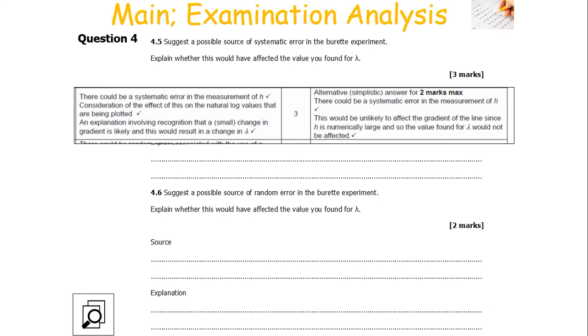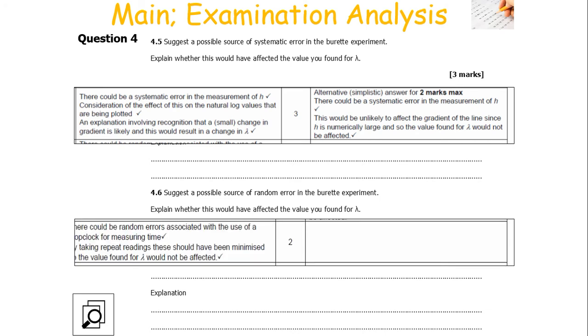Now suggest a source of random error for this investigation. A random error is most likely to be associated with the time, because you will have a reaction time from the human measuring the time it takes to empty the burette. That's most likely going to be random, because it's going to vary from result to result. The best way to minimize the impact of a random error is to repeat the readings, so repeating the readings will reduce random error.